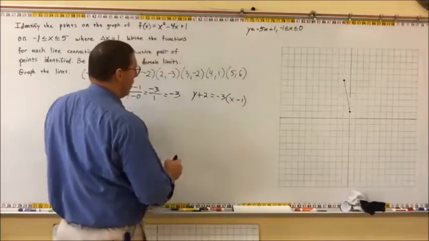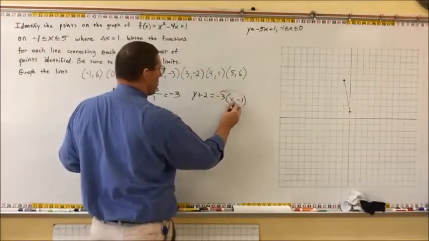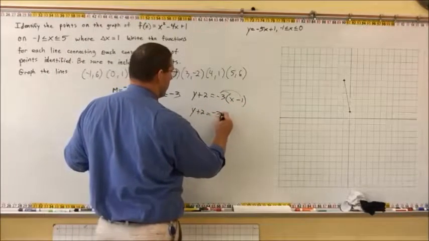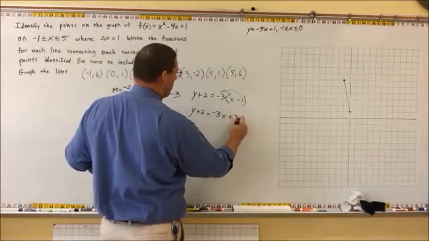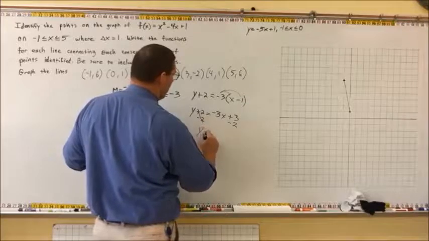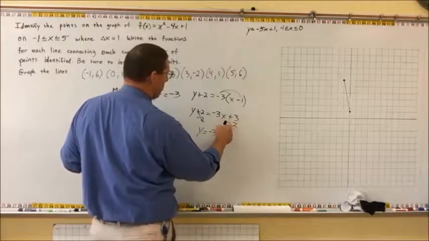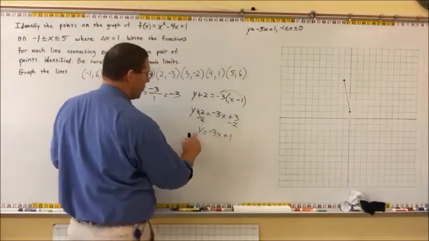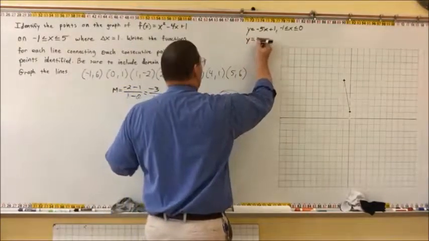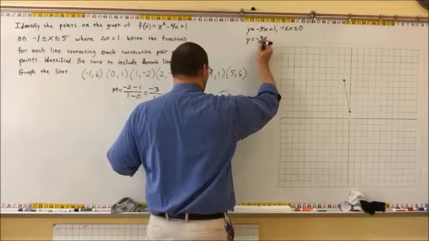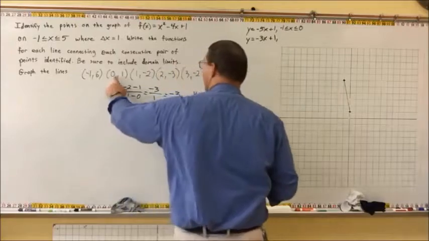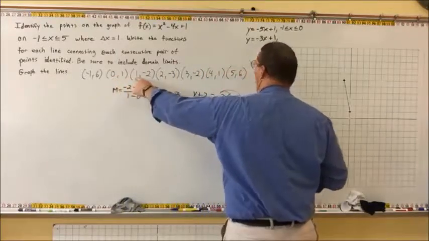There we go. Now we're going to distribute. We want to turn this into slope-intercept form. So y plus 2 is equal to -3x. -3 times -1 is plus 3. Now we're going to subtract 2. We're going to get y equals -3x, and 3 minus 2 is plus 1. So here's our second equation. Y equals -3x plus 1. And the interval is starting at 0 and ending at positive 1.